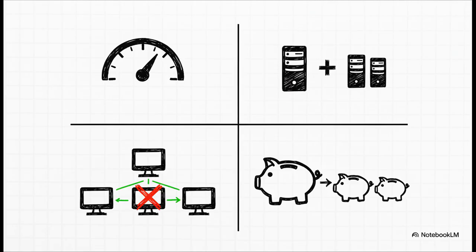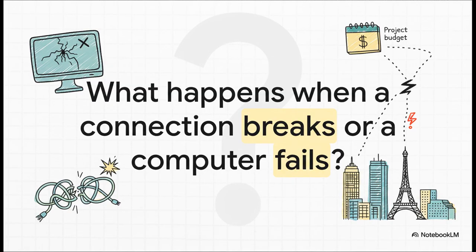So why go through all this trouble? Well, the perks are huge. You get way better performance because you're splitting up the work. You can scale things up just by adding more cheap computers instead of one crazy expensive one. And here's the big one: fault tolerance. If that Paris office has a power outage, the whole company doesn't just grind to a halt.